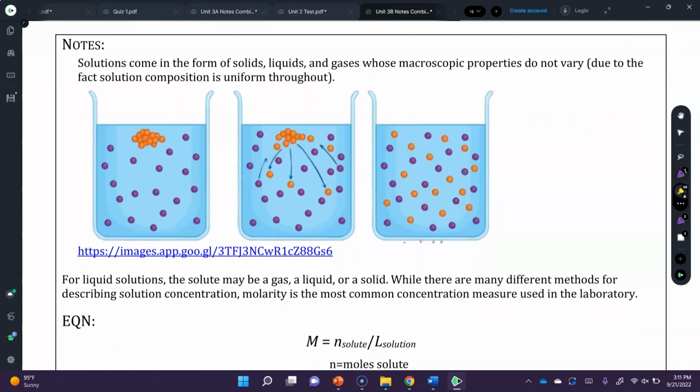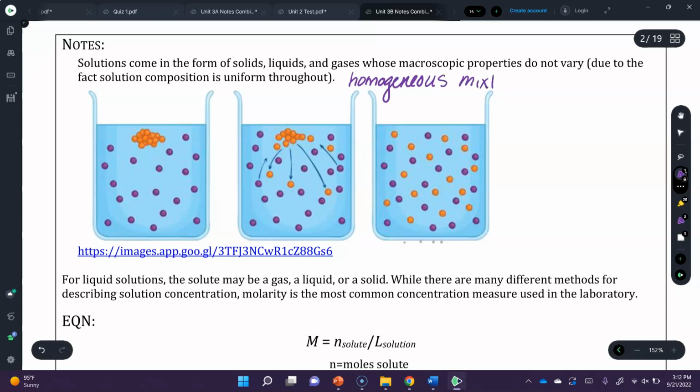So solutions come in the form of solids, liquids, and gases whose macroscopic properties do not vary. So that means that these are homogeneous mixtures. For liquid solutions, the solute may be a gas, like carbon dioxide dissolved in water, a liquid, like ethanol or ethyl alcohol and water, or a solid, so if you dissolved salt into water.